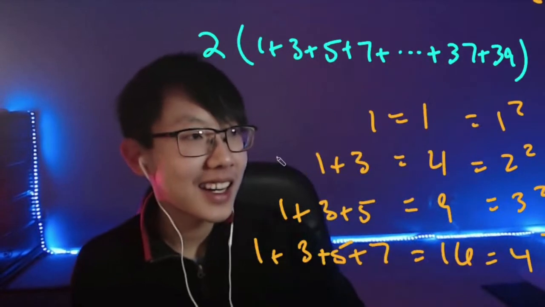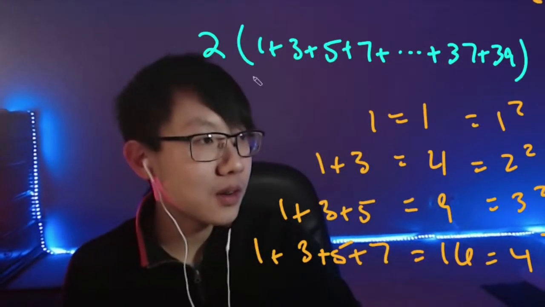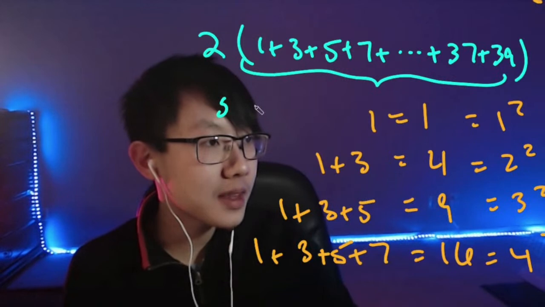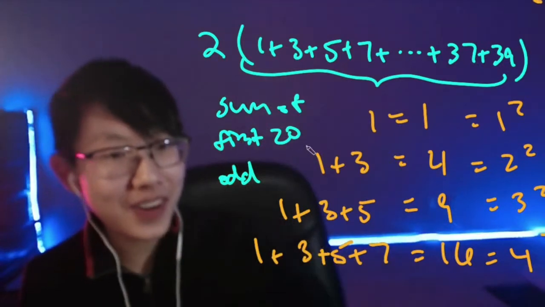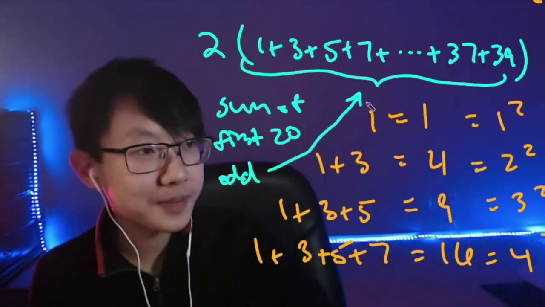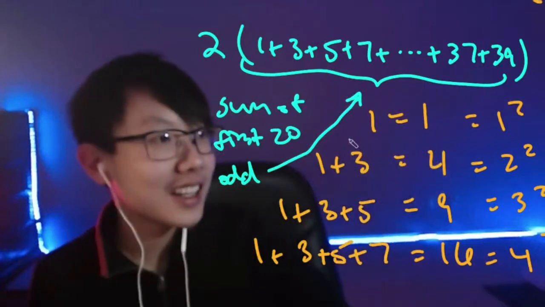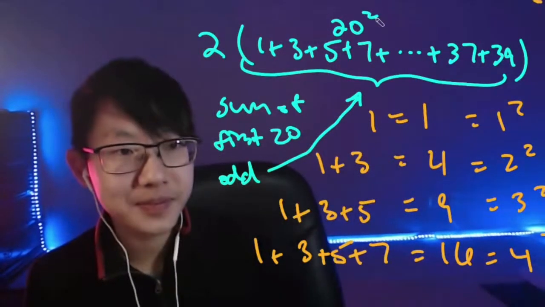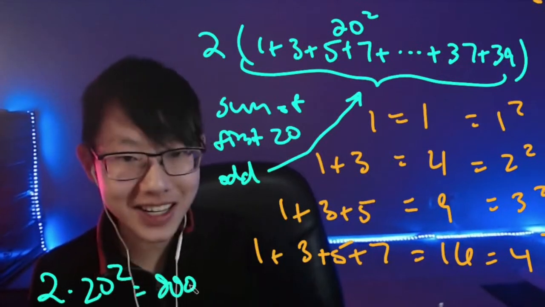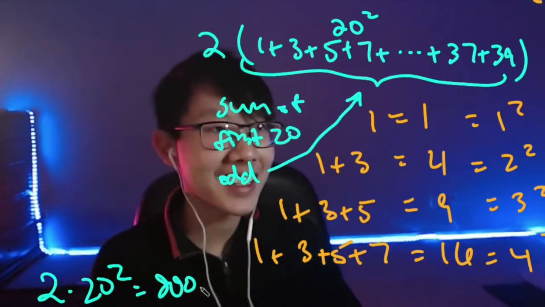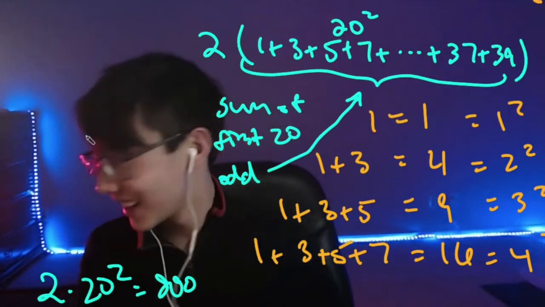I'm running out of space. In here in blue, I have the sum of the first 20 odd numbers. I'm sorry, my handwriting is not very legible, but we have the first 20 odd numbers right here, which means all of that is just 20 squared. So the answer is 2 times 20 squared. I'm hoping it's 800. Is that correct? Yeah, that looks correct. Okay, awesome.